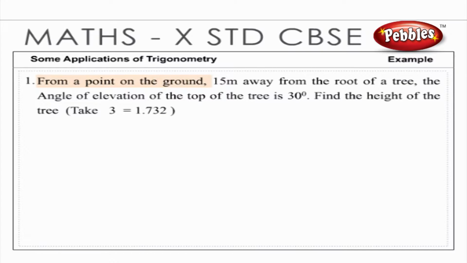From a point on the ground 15 meter away from the root of a tree, the angle of elevation of the top of the tree is 30 degree. Find the height of the tree.